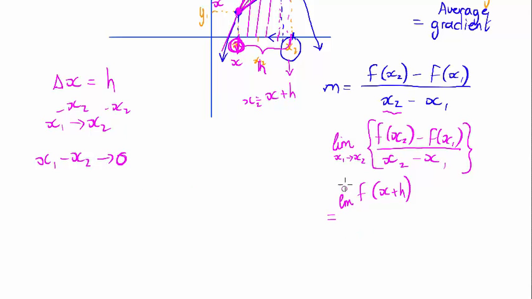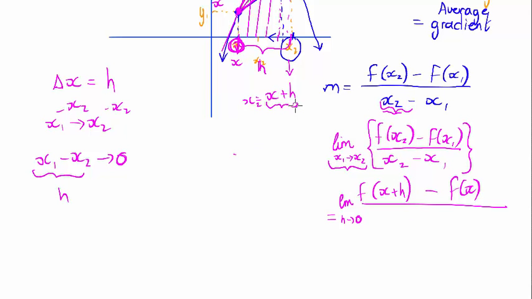Is tending to 0. So in other words, x1 minus x2, that's the distance between them. That's h. So this limit changes to the limit as h tends to 0. If x2 becomes f of x plus h, because x2 is now x plus h and x1 is just x. And then in the bottom I have x2, which is x plus h, minus x1, which is just x, so it's minus x. So I've got x plus h minus x, which is just h.